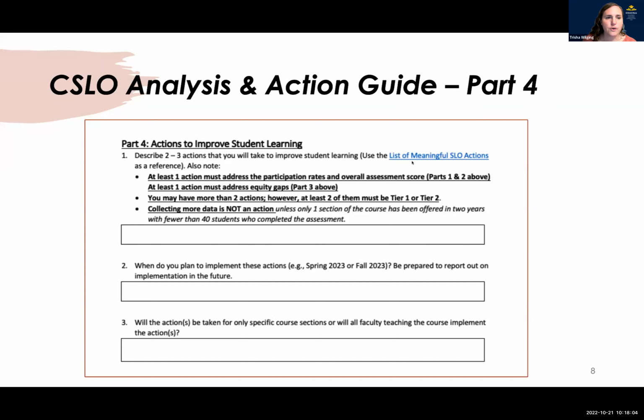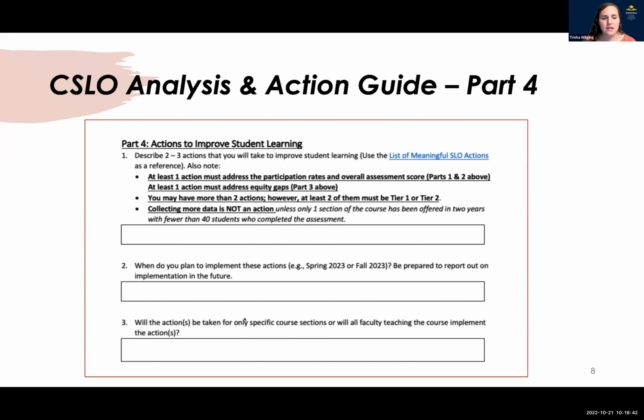Tier 1 and tier 2 focus on program planning and institutional resources, as well as curriculum and instruction. Whereas tier 3 focuses more on tweaking the assessment, changing the SLO language. And we really ask folks to reflect on tier 1 and tier 2 because we want to move away from gratuitous changes to the assessment tool itself. And we really want to work toward curriculum, instruction, and support necessary to improve student learning, both overall and for all of our specific student populations.